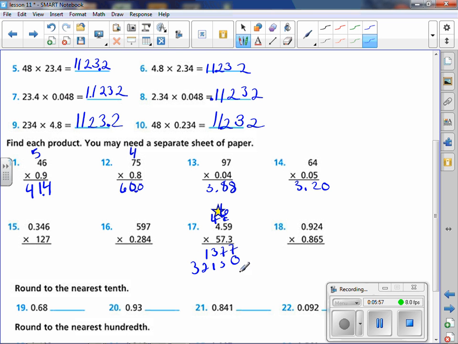And then I need 2 placeholders, right? And then 5 times 9 is 45, so I'm going to put that 5 down. Carry my 4. I know I used these, I'll scribble them out. 5 times 5, 25, plus 4 is 29. Carry my 2. 5 times 4, 20, plus 2, 22.